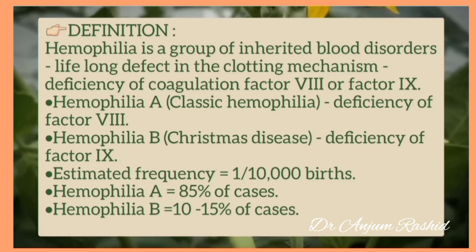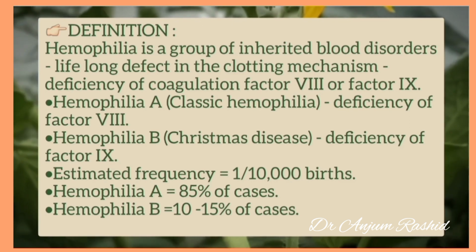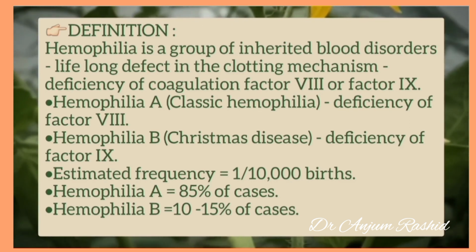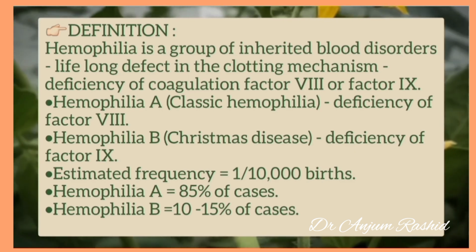Now, the estimated frequency of hemophilia is 1 in 10,000 births, and hemophilia A accounts for 85% of cases, while hemophilia B accounts for 10 to 15% of cases of hemophilia.